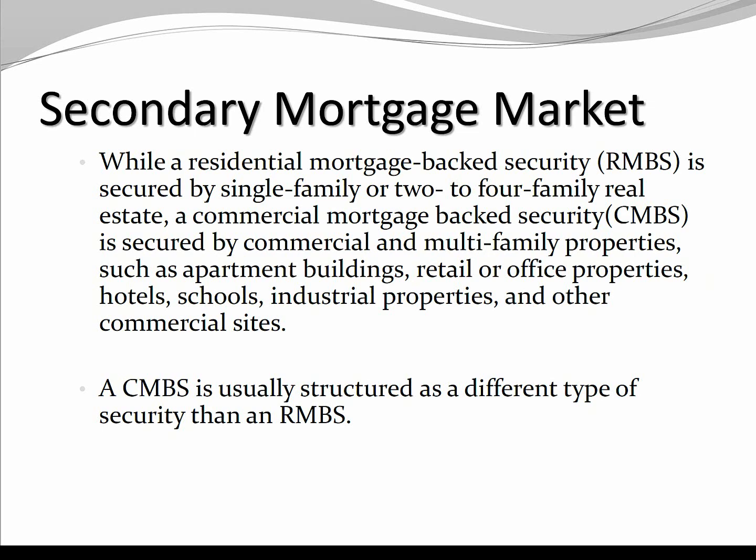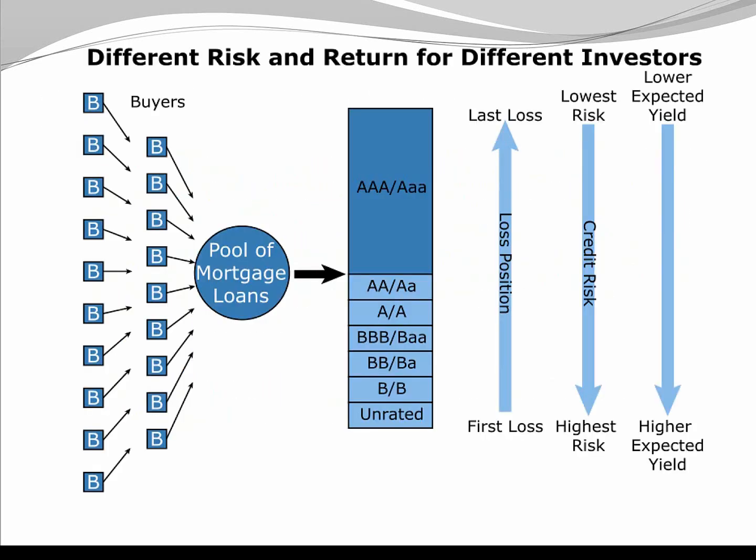Residential mortgage-backed securities are usually secured by single-family or multi-family real estate property, and commercial mortgage-backed securities are secured by commercial or multi-family properties like apartment buildings, retail or office properties, hotels, and other commercial sites. Commercial mortgage-backed securities are usually structured as different types of security than the residential mortgage-backed securities.